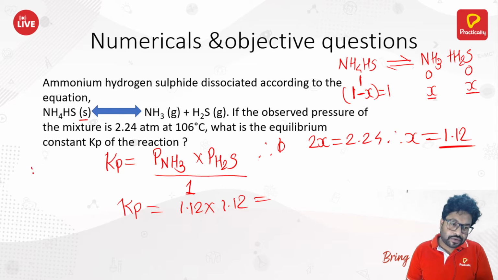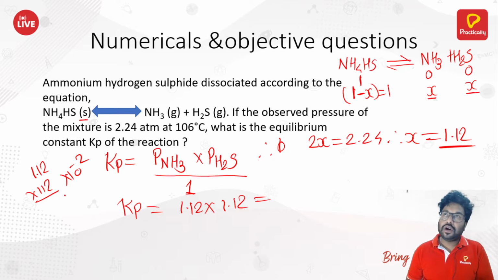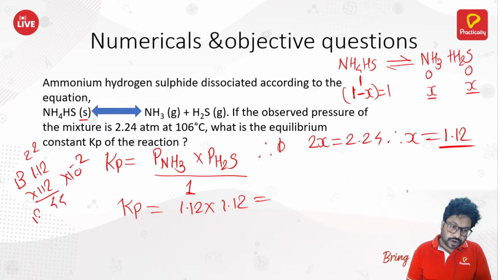So squaring the 1.12, what do we get? 1.12 multiplied by, suppose, 112 into 10 raised to minus 2. 112 into 2, 224. So 112 into 1, 112. 112 plus 22, 144. 112 ones are 112. 112 plus 13, 125, right? So 125. Decimal point: 1, 2, 3, 4. So basically 1.2544.